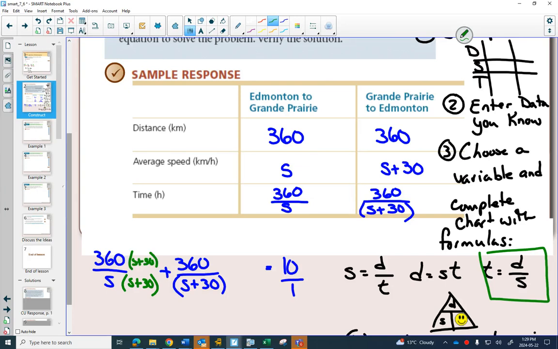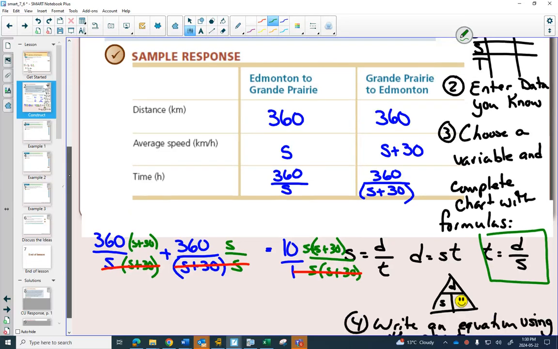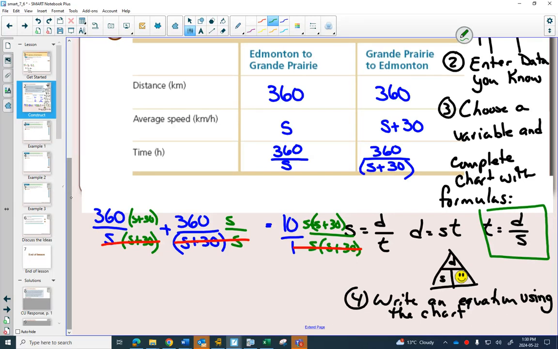So this one's missing the s plus 30 factor. This one's missing the s as a factor. And this one's missing an s and an s plus 30. And once those are the same, you can multiply both sides by that, which would simplify. And now we have an equation that no longer has fractions. If I multiply this out, the numbers are not necessarily nice to work with.